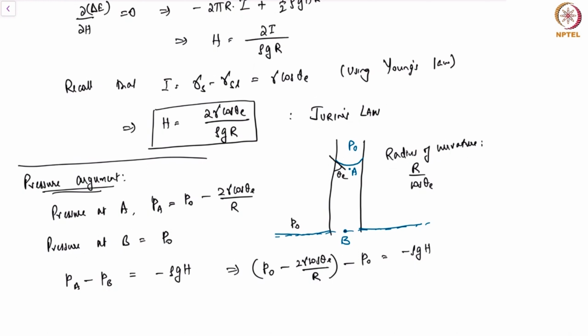And therefore I can cancel this P naught out, and what I simply have again is h goes like 2 gamma cos theta E by rho g R. We arrive exactly at the same result.